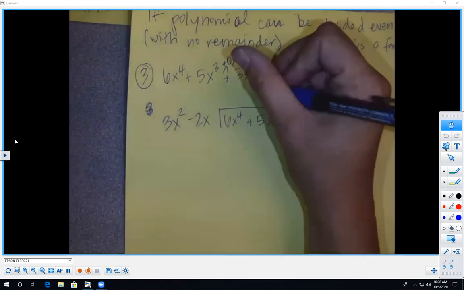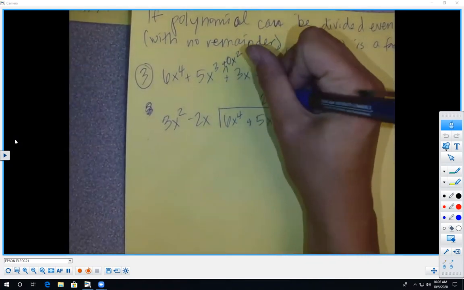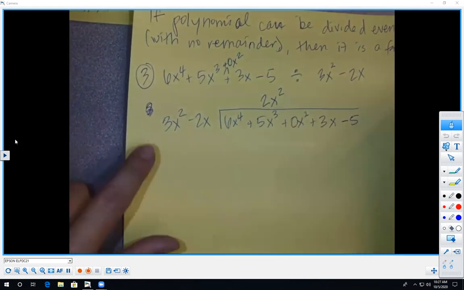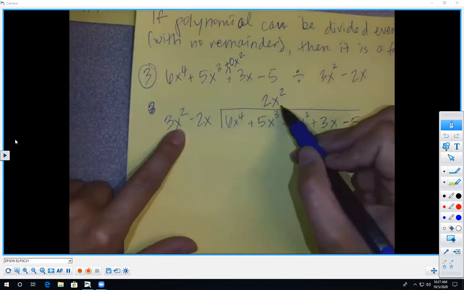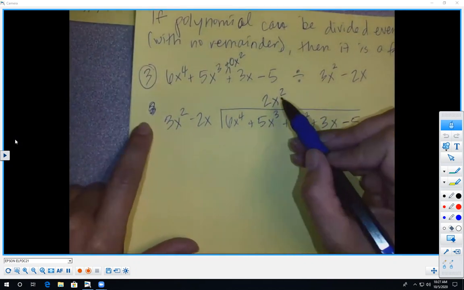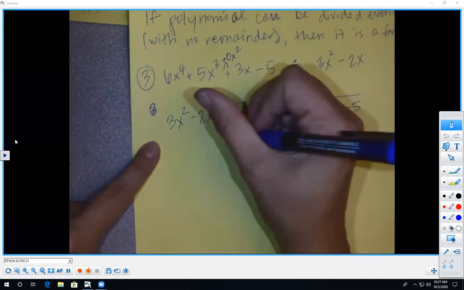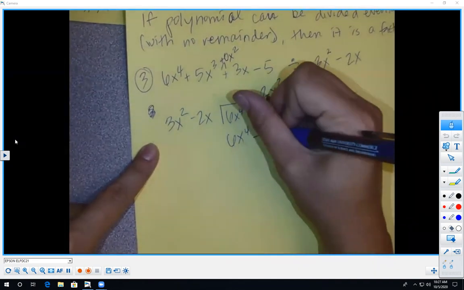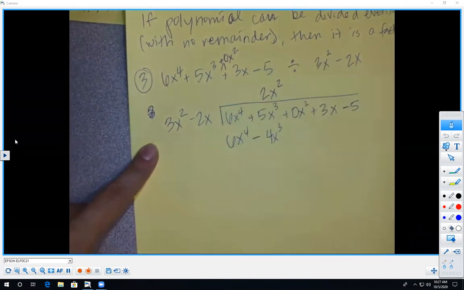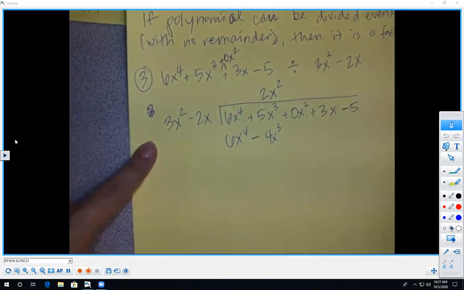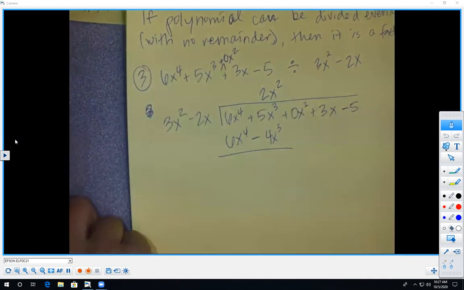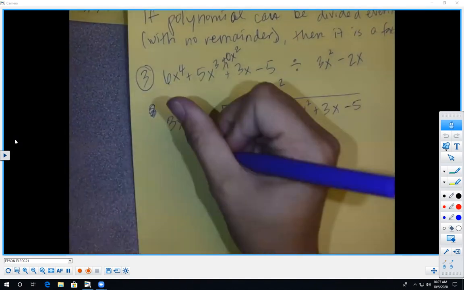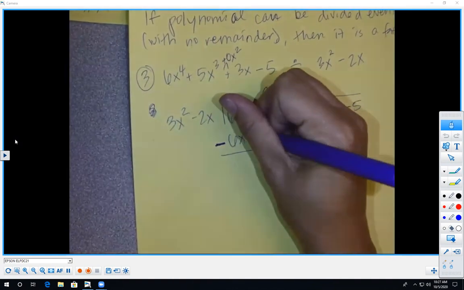Okay, so you should have got 2x squared on top, because 3 times 2 is 6. X squared times x squared is x to the 4th. When you multiply, you get 6x to the 4th minus 4x to the 3rd. And then you need to change your signs. So it's going to be negative 6x to the fourth plus 4x to the third.